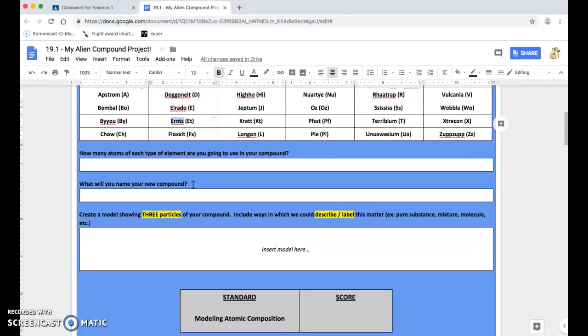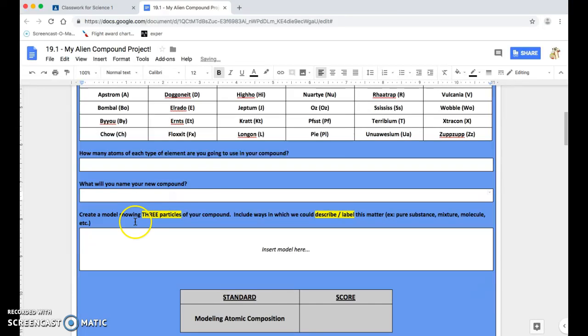So if you wanted to write a scientific name, go for it. If you wanted to have it be a more common name that everybody else is going to be able to pronounce, feel free to do it. You do need to be able to pronounce your compound's name, however. So if you just kind of went like, yeah, that's my compound, you have to be able to say that out loud.